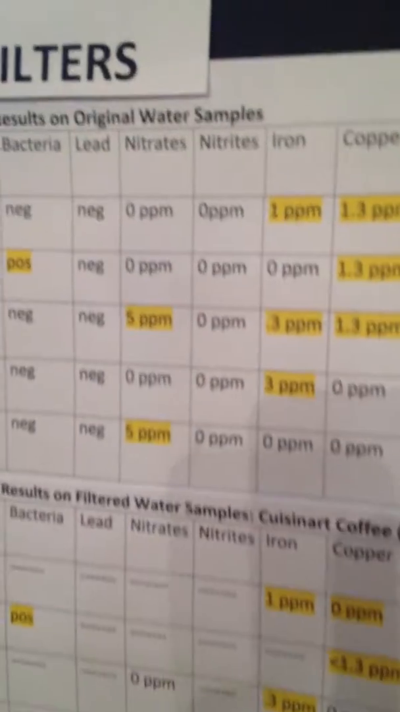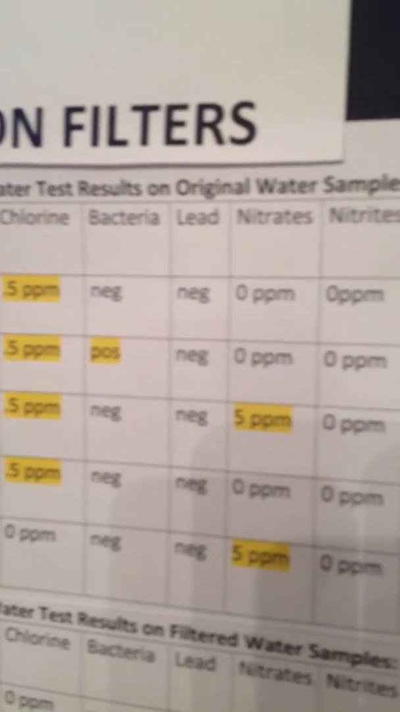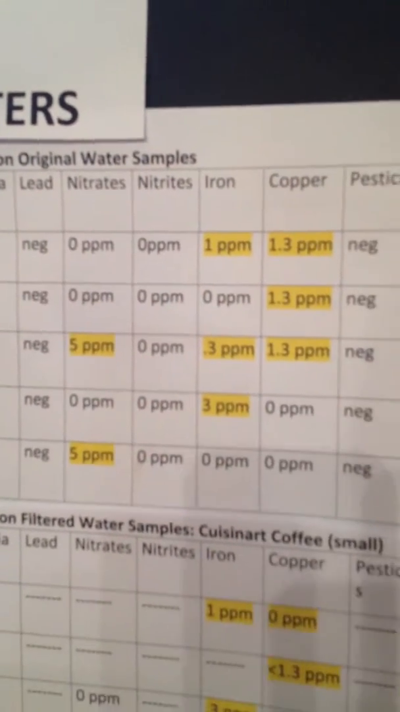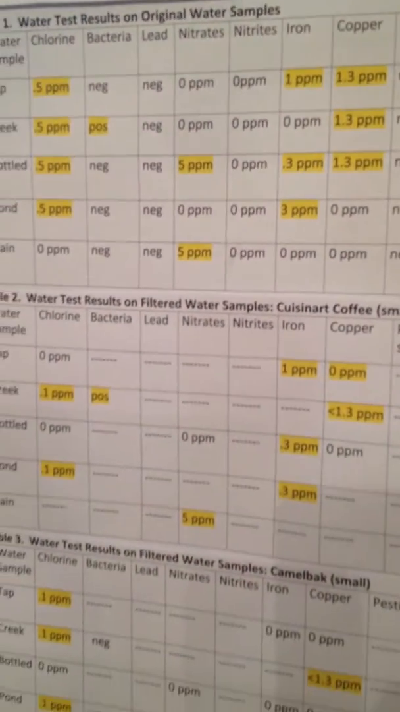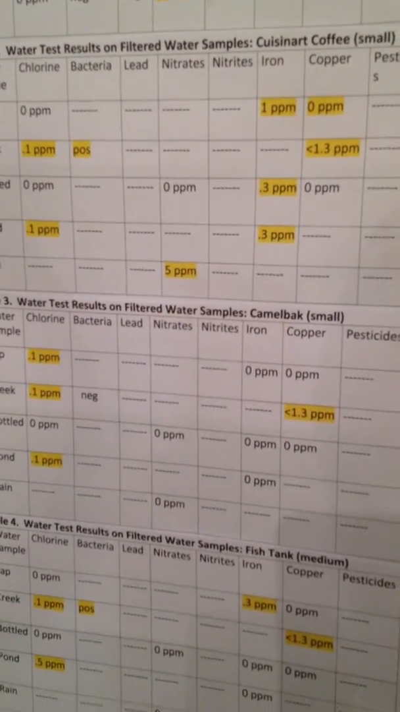I tested for the following contaminants: chlorine, bacteria, lead, nitrates, nitrites, iron, copper, and pesticides. All samples tested negative for nitrites, lead, and pesticides. The creek water was the only sample that tested positive for bacteria. All subsequent testing was performed for initial positive results only.